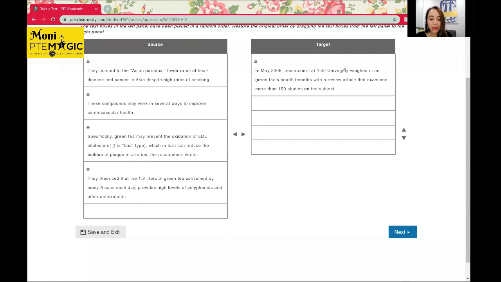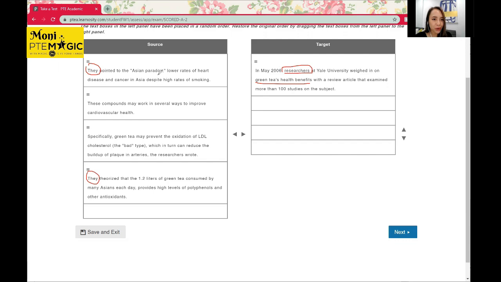Okay, so topic here is green tea's health benefits. Okay, now we need to find the next one. However, I can see here they have they here and they have they here. They both mean the researchers, right? They refer to the researchers. But which one goes first?